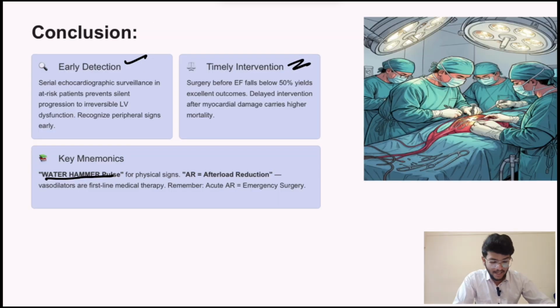that is for physical signs, that is AR equals afterload reduction, wherein the water hammer pulse is the rapid rising pulse and rapid falling pulse. So sudden rise and sudden collapse of pulse is the water hammer pulse. Remember, this is the most important pulse of aortic regurgitation.